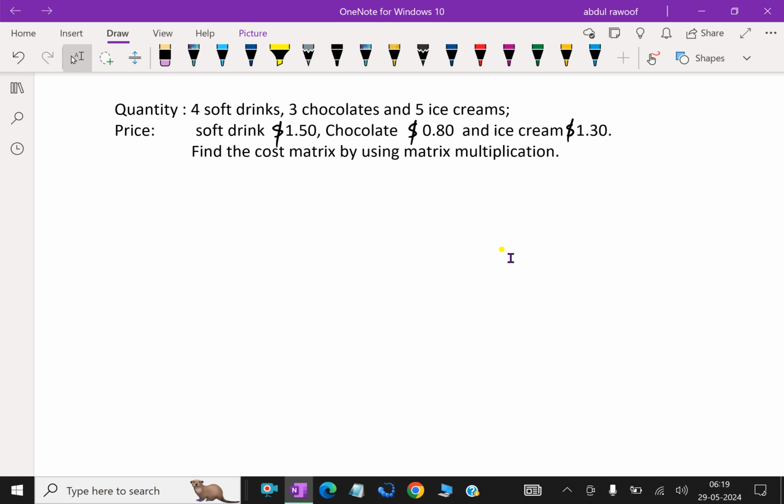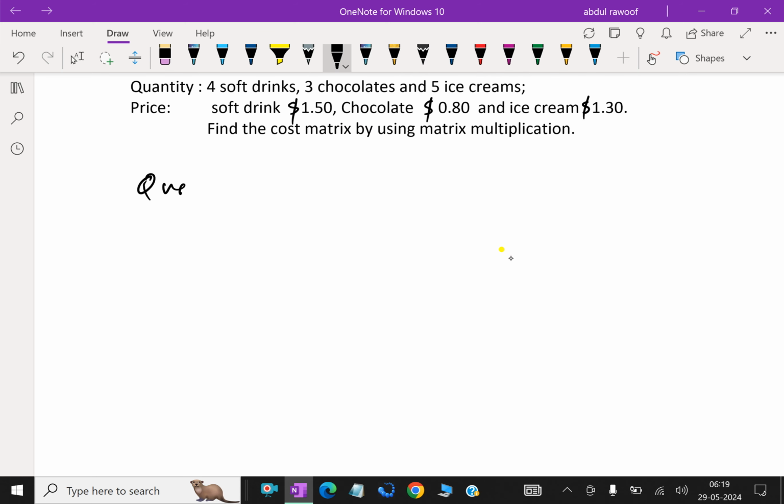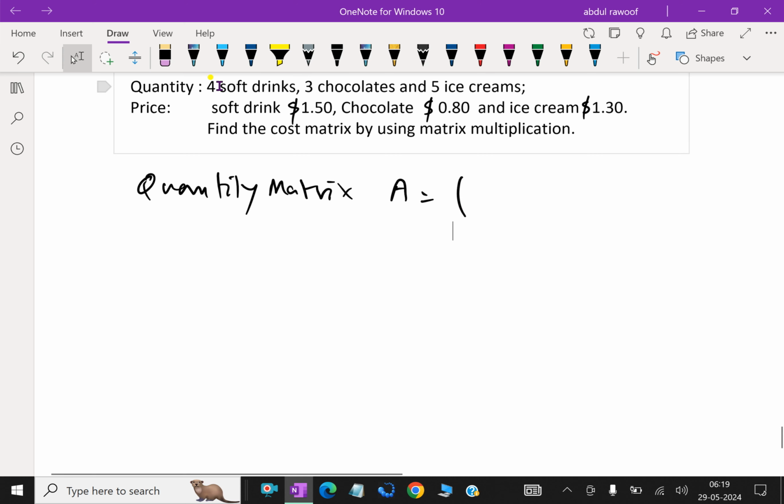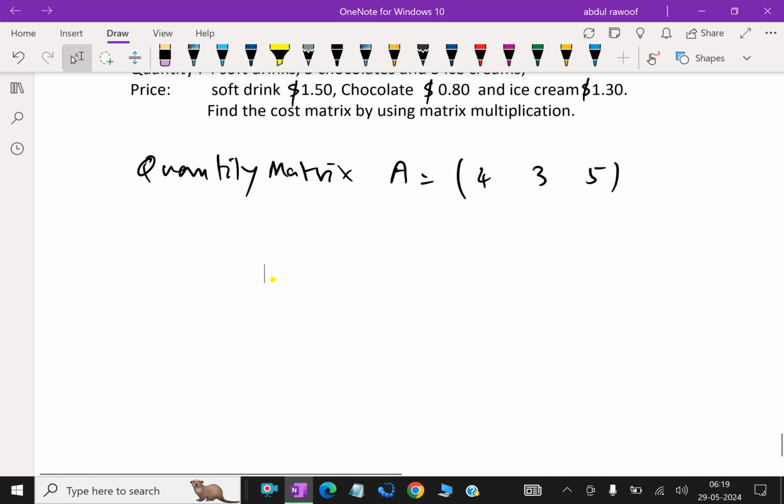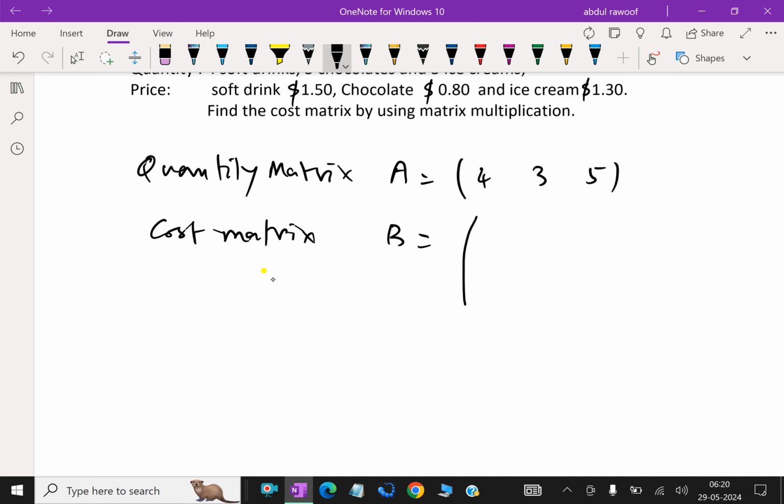Here, the first is the quantity matrix. Let it be matrix A. The quantity matrix is 4, 3, 5. And next, the price matrix. Let it be B equal to, I will write in column form, 1.50, 0.80, 1.30.